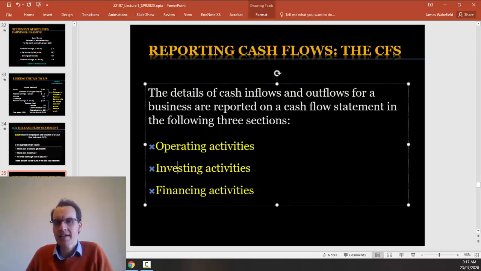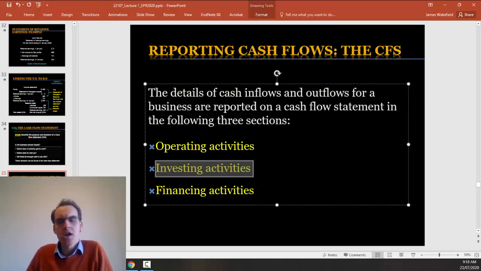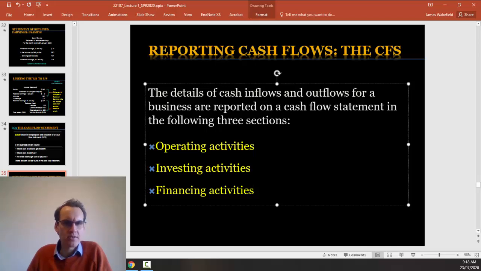Investing activities relates to cash flow related to investing in the productive capacity of a business, right? So acquiring long-term assets, divesting long-term assets. These are all investment-related activities. Financing, again, as the name suggests, is related to financing the operations, borrowing cash, paying cash back, servicing the loan obligations of the business. These are all financing related cash flows.